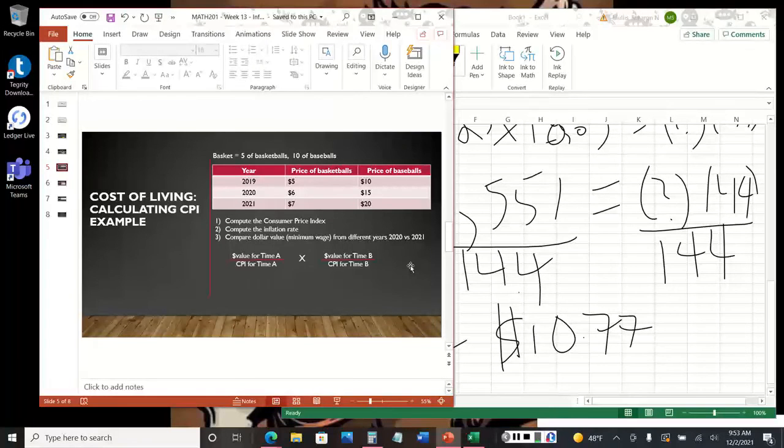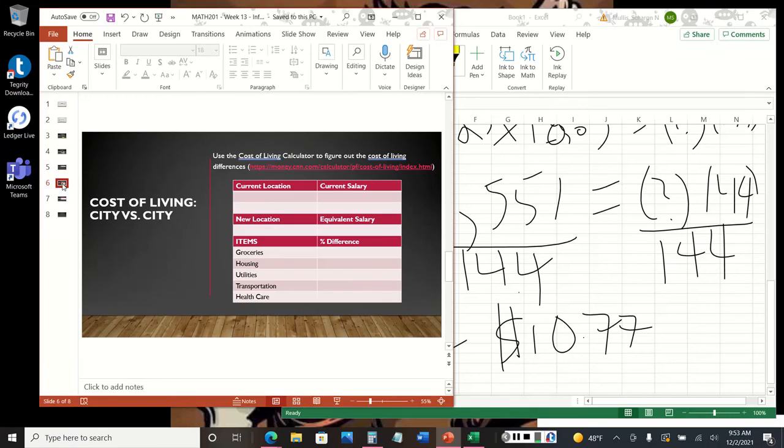So if you made a certain amount back in 1999, that same dollar isn't going to be worth the same amount of money it is now because it can't buy the same amount of stuff. All right, so we're going to move on to the next thing.